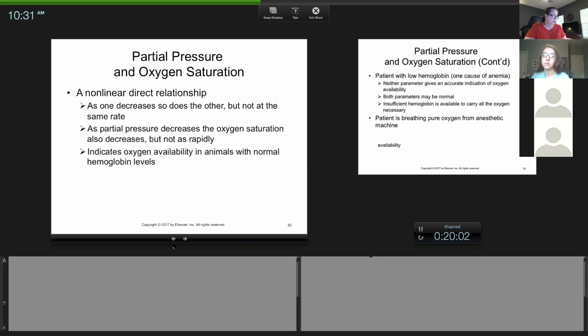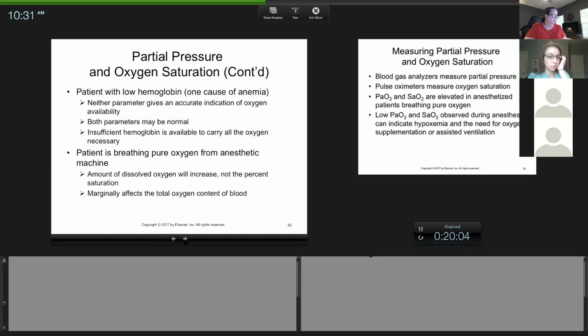Now, one thing to understand is the relationship of low hemoglobin. Sometimes that happens in anemia because we don't have enough red blood cells, but we can't look at one or the other. You can't just look at hemoglobin and say, my animal must not have adequate oxygen. That doesn't always happen, but it's something to think about with an animal with low hemoglobin.